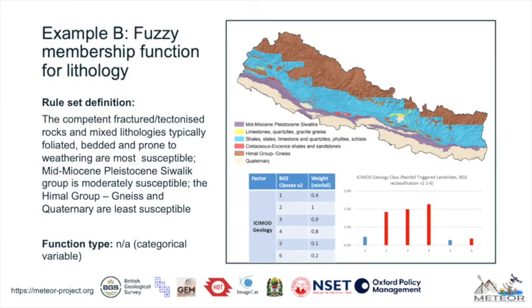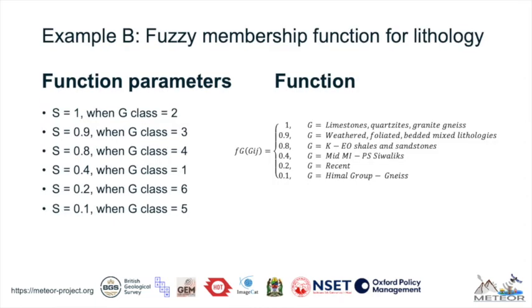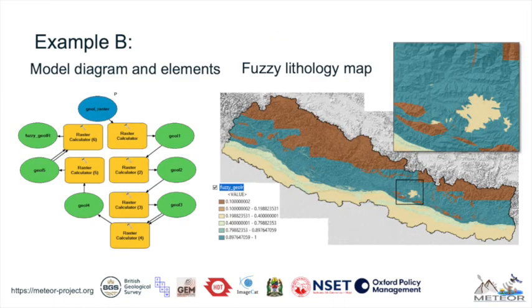In a second example, we used lithology to illustrate the implementation of the model for categorical variables. After the analysis of the frequency ratio results, the rule set definition states that the most susceptible geological groups are those with fractured or tectonized rocks and mixed lithologies, typically foliated, bedded, and prone to weathering. The least susceptible is the Himal group gneiss, as indicated by the weights attributed to each class in the following function and instructed in the model builder diagram shown here.